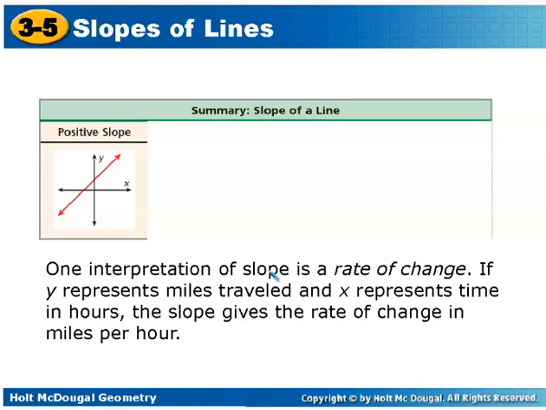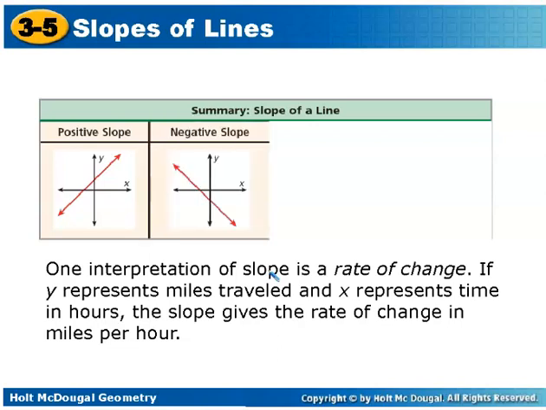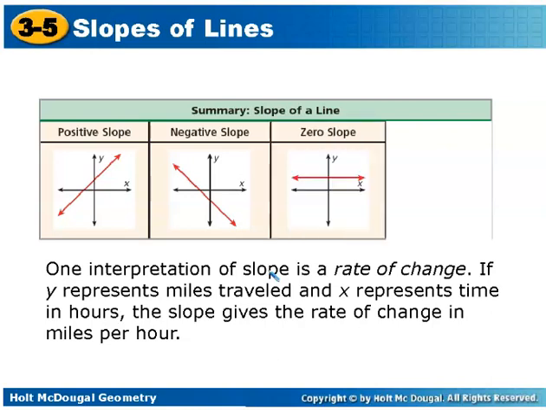So just to summarize on slopes themselves. A positive slope goes up from left to right. A negative slope is going to go down from left to right. A 0 slope is just a flat horizontal line. And an undefined slope will be a straight up and down vertical line.